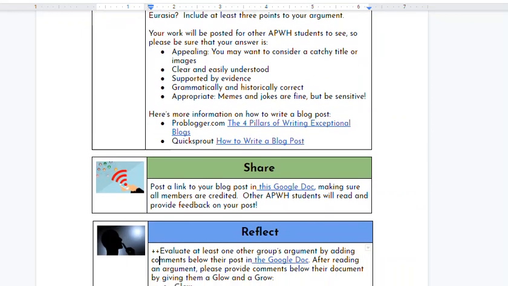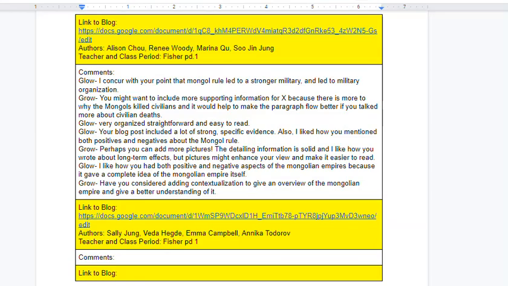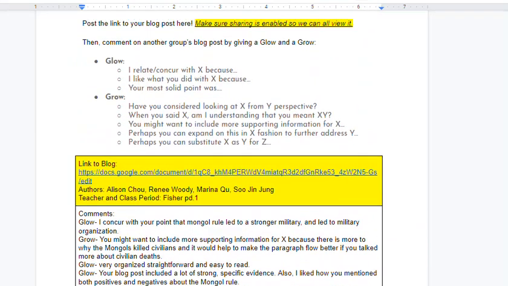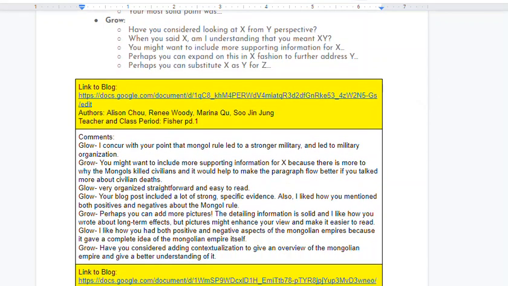When students had completed their blog post, they shared it onto a Google Doc, and this allowed them to take a look at each other's arguments. When students got to the Google Doc, they would post their link to their article and then provide other teams with a glow, something they liked, and a grow, something they could improve upon. And this is really how I was able to assess whether this lesson was working.